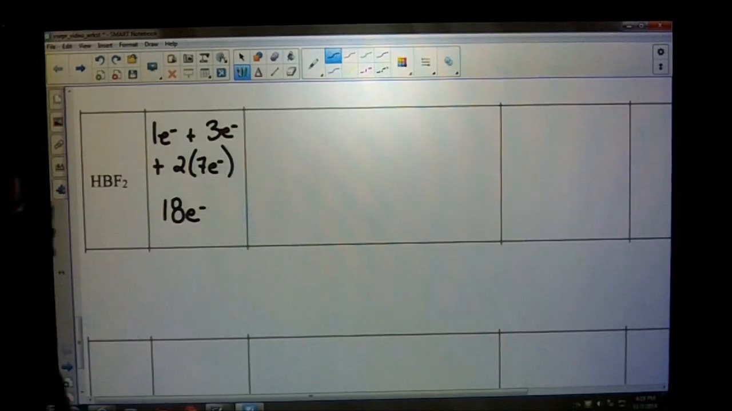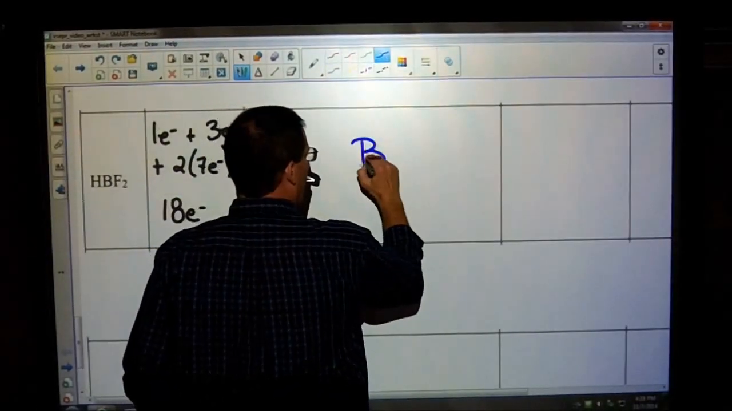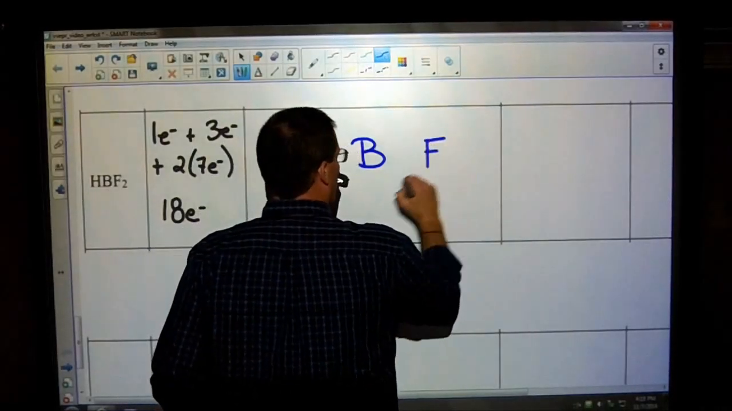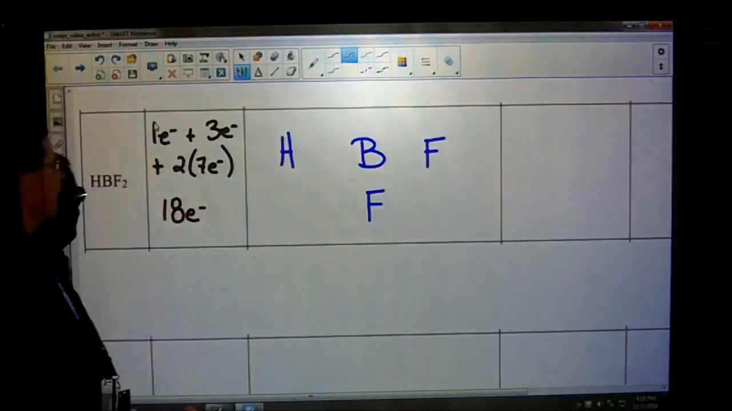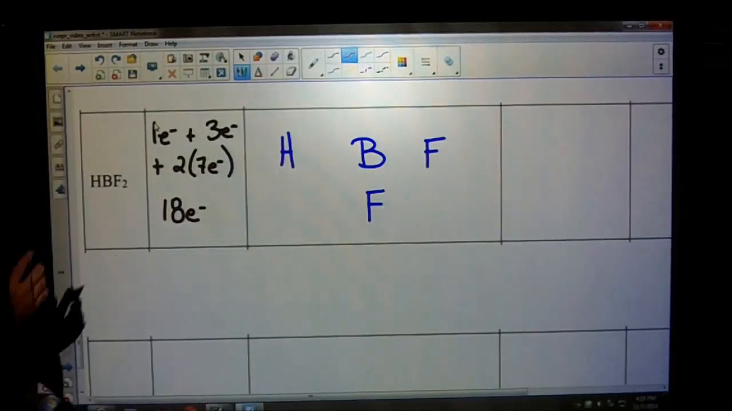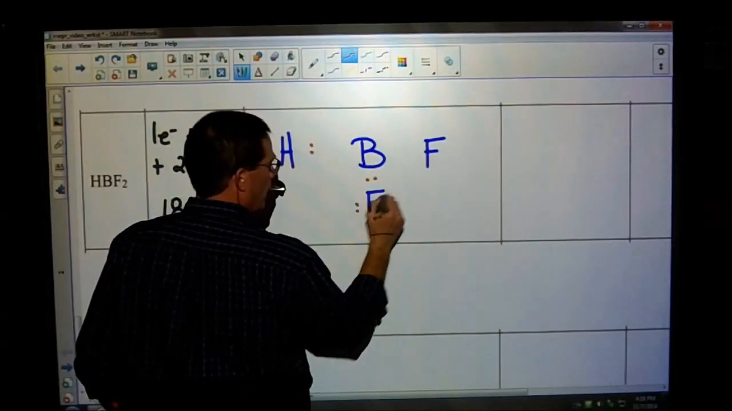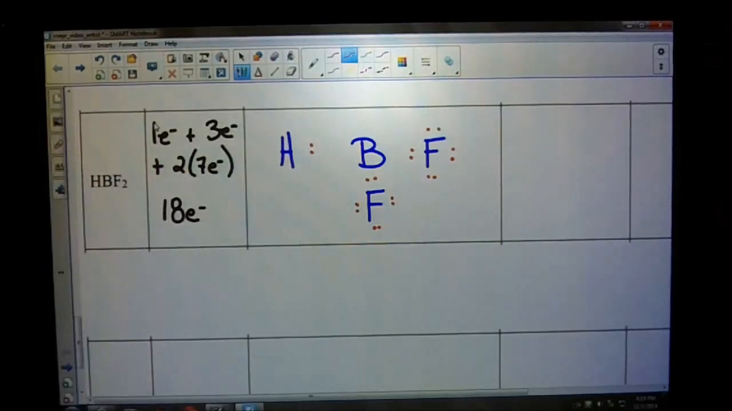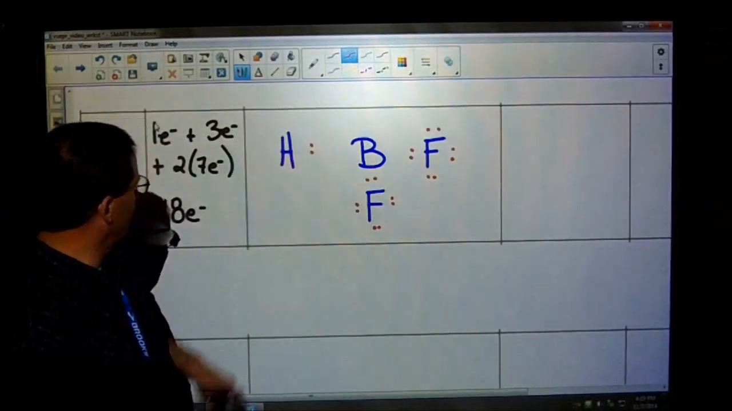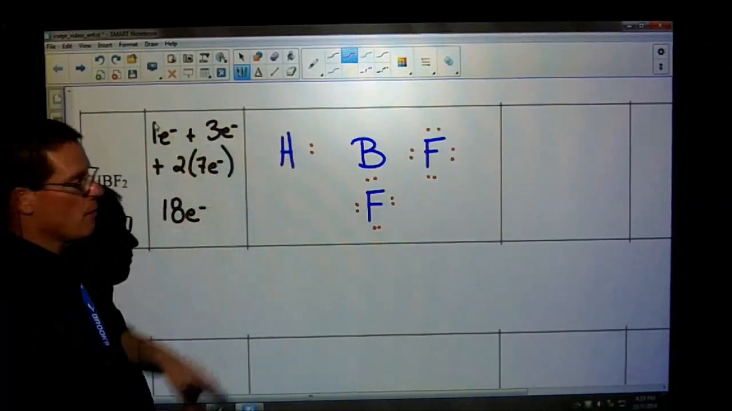So let's go ahead and decide who our central atoms are. Boron obviously goes in the middle. We have 2 fluorines and 1 hydrogen. Let's satisfy them, so make sure that gets them to 8. And how many electrons are represented here so far? 8 plus 8 is 16 plus 2, which is 18, my bad.